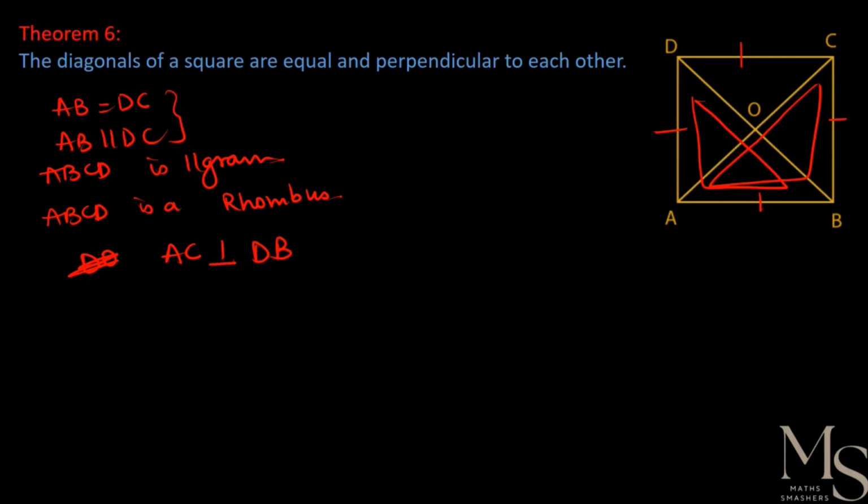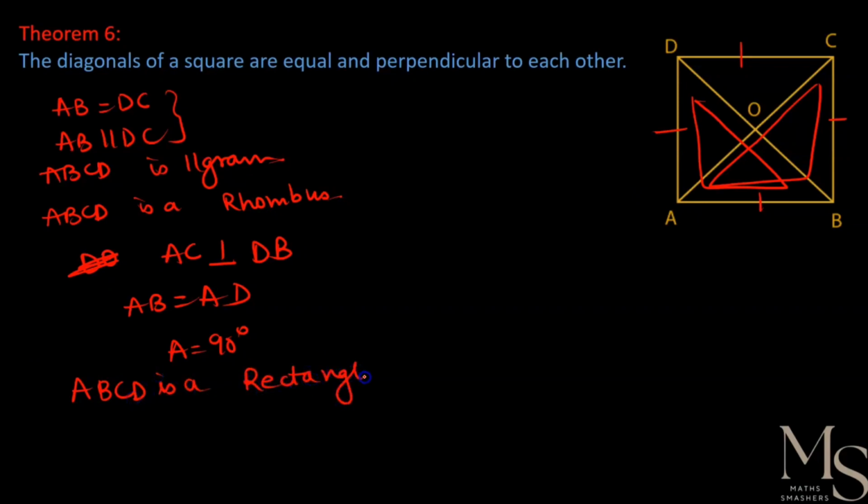ये आपस में परपेंडिकुलर है, ठीक है. अगर ये परपेंडिकुलर है और ये पैरेललोग्राम भी है, ठीक है, मतलब क्या हुआ? परपेंडिकुलर भी है, पैरेललोग्राम भी ऑलरेडी है, दैट मीन्स AB इज इक्वल टू AD. AB इक्वल है AD के, ठीक है. अगर AB इक्वल है AD के, दैट मीन्स एंगल A इज इक्वल टू 90 डिग्री. अगर ये इक्वल है तो एंगल A 90 होना चाहिए, और अगर एंगल A 90 है, दैट मीन्स अगर हर एंगल 90 डिग्री बन रहा है तो ABCD क्या हुआ? इज अ रेक्टेंगल. ये क्या हुआ? एक रेक्टेंगल हुआ, राइट.